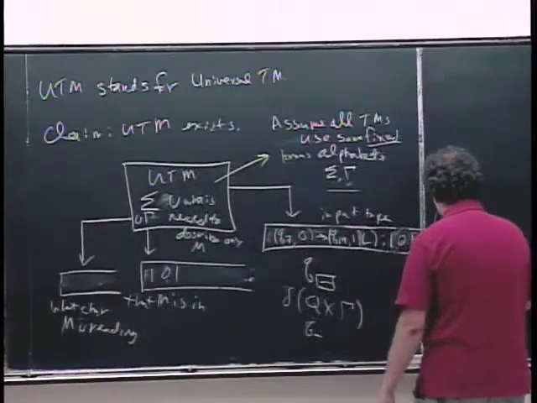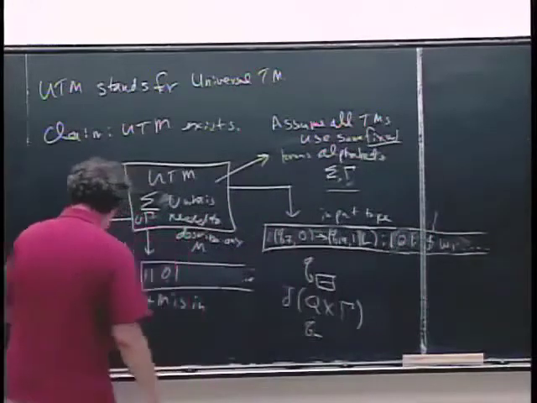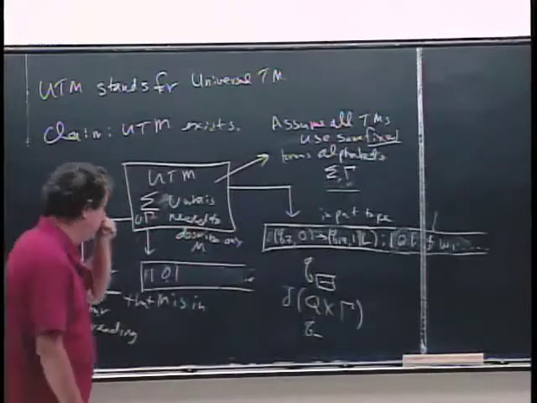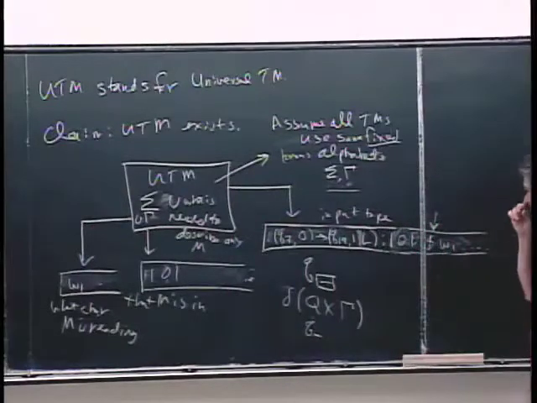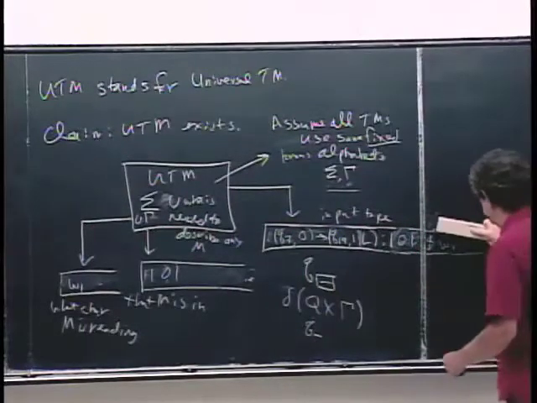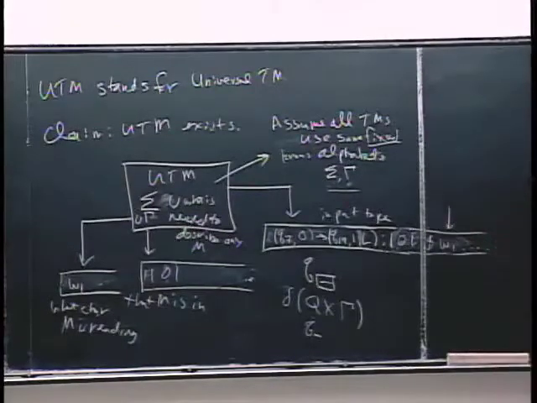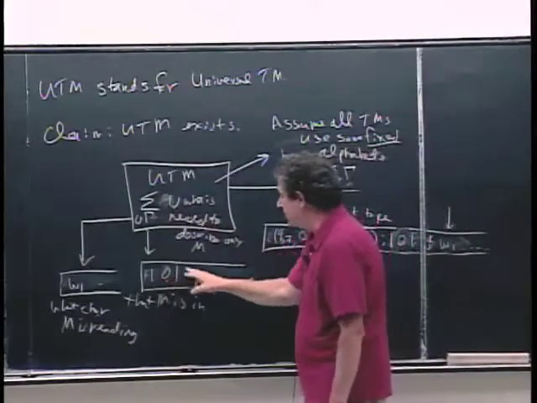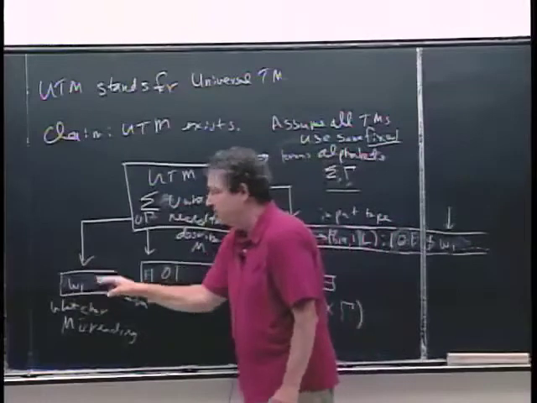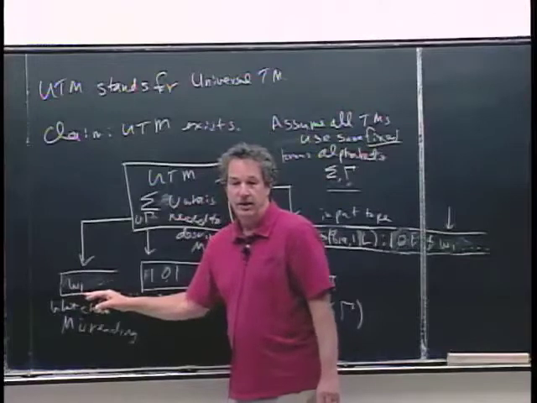Let's say it's W1. And so we're going to record W1 here. It reads W1. Okay, so now it knows, it's recorded what state M is in, it's recorded what character W1 is that M is looking at, and now what does it have to do?